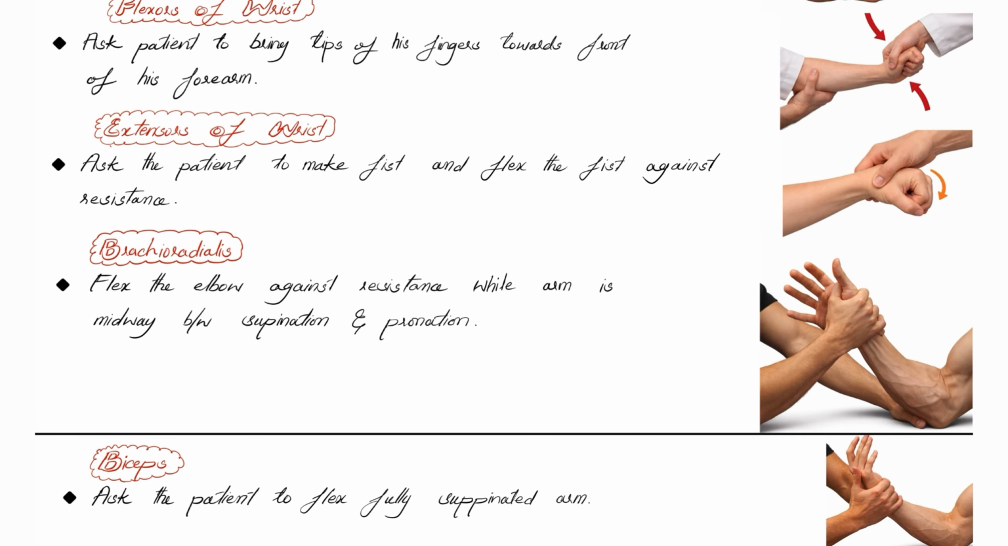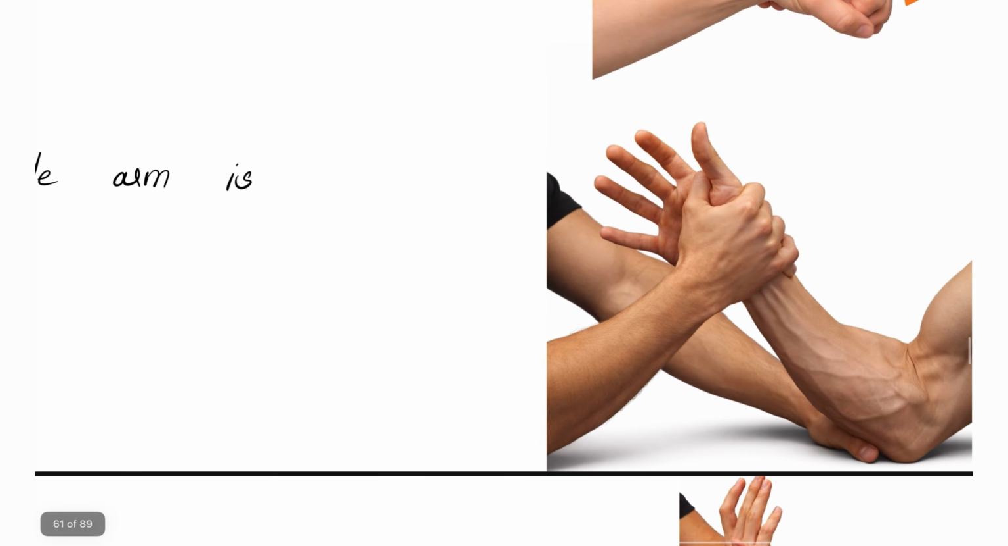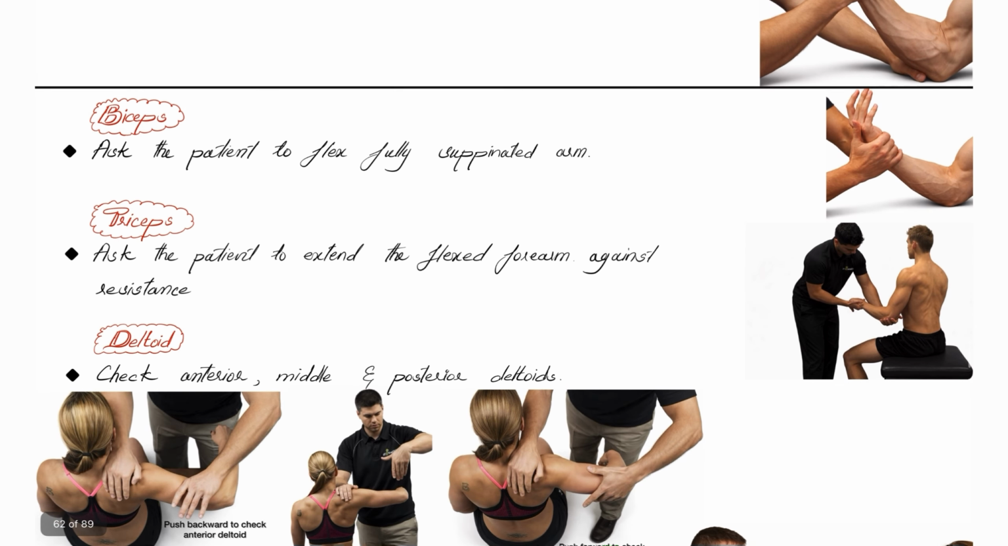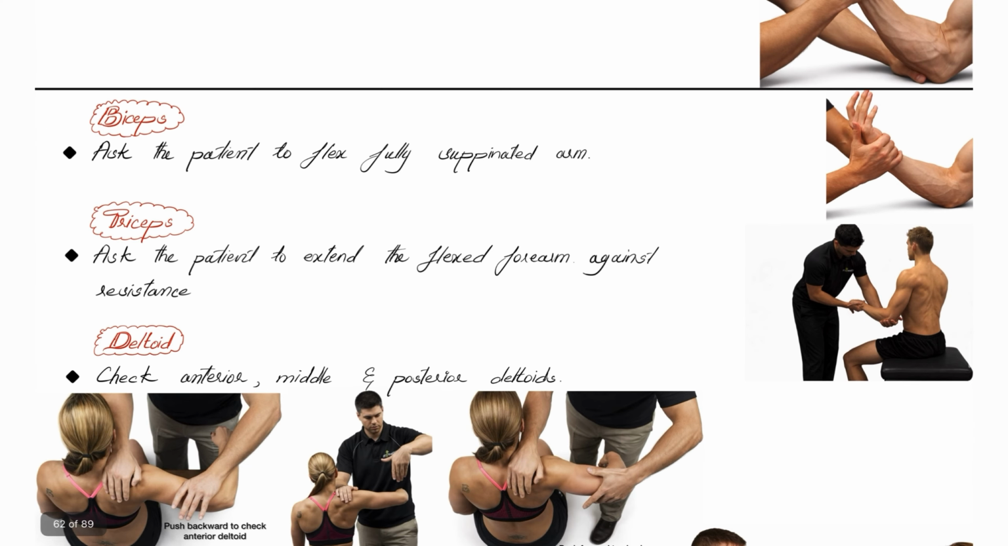For assessing the strength of brachioradialis, instruct the patient to flex the elbow against the resistance while the arm is midway between supination and pronation. For checking the strength or power of the biceps, ask the patient to flex the fully supinated arm against the resistance. And for checking the triceps, ask the patient to extend the flexed forearm against the resistance.